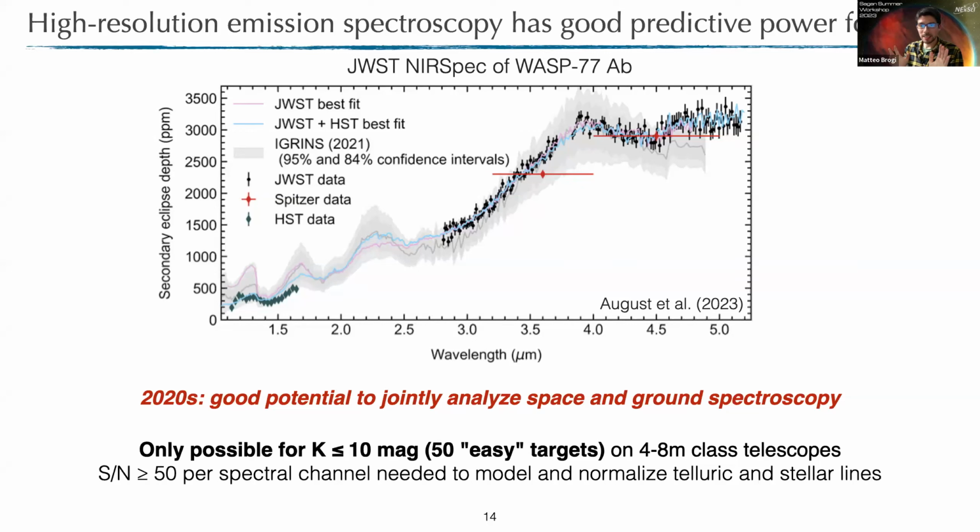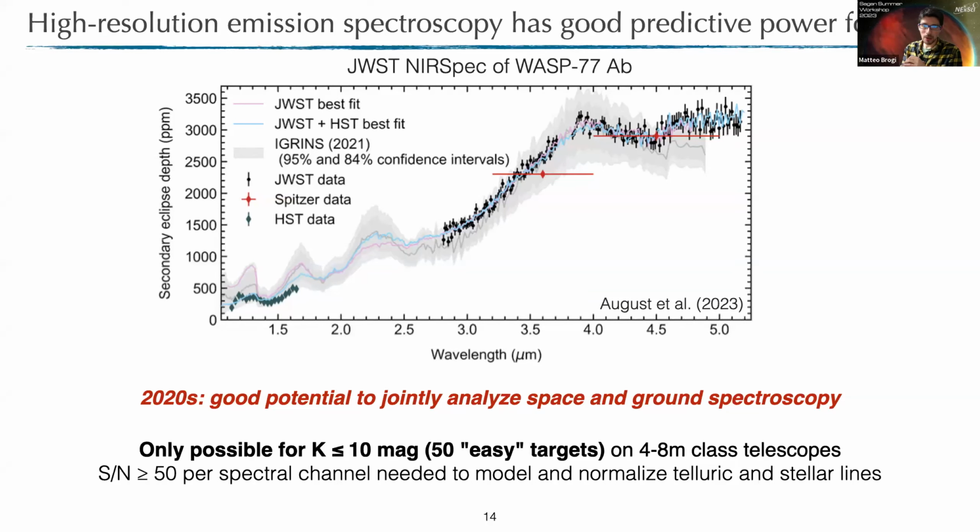So I think what it means is that there's really good potential, at least from the emission spectroscopy side, to jointly analyze space and ground spectroscopy. What's the catch here? And I need to be very careful about this. The catch is that since you need to model and remove telluric lines, you are somewhat limited to very bright stars. And very bright for us means K magnitude less or equal than 10. There might be ways around it if you find other ways of modeling the tellurics, but so far this is quite a limit.